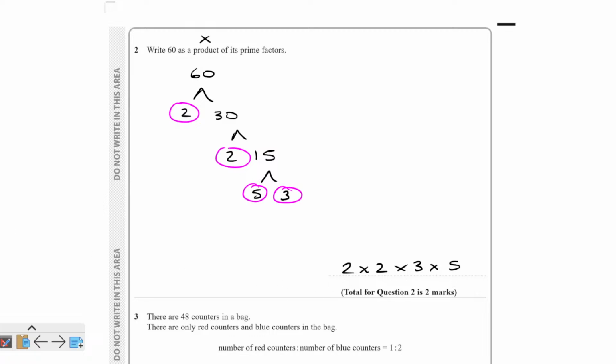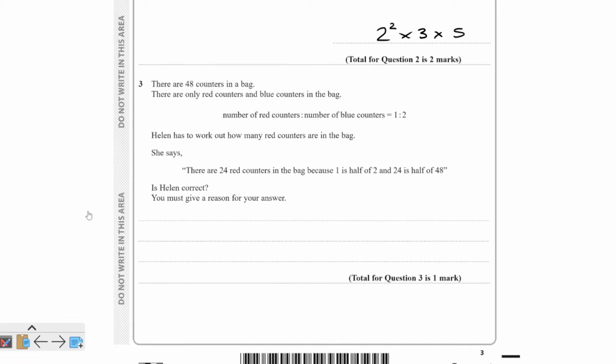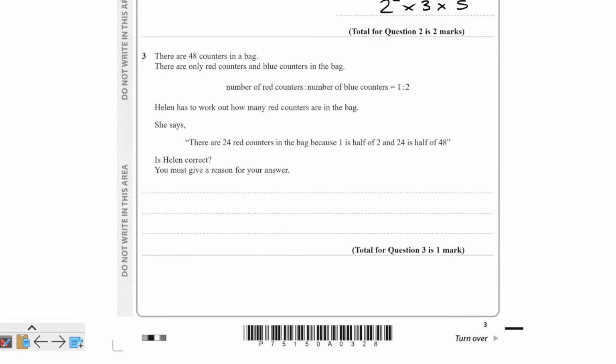You can also write it, I think they might call it index form. So you see how we've got 2 2's? That's effectively 2 squared, isn't it? 2 times 2. So you could also write it like this. They haven't really specified in this question, but sometimes they do specify index form, which means adding any powers if you've got multiples. So that's it for product of prime factors. We scroll down to question 3.